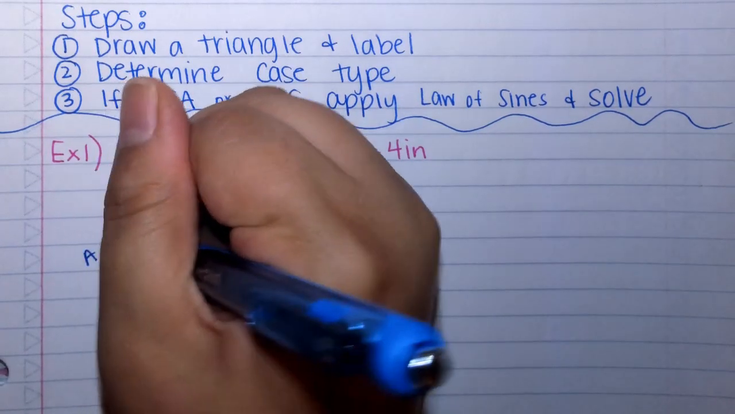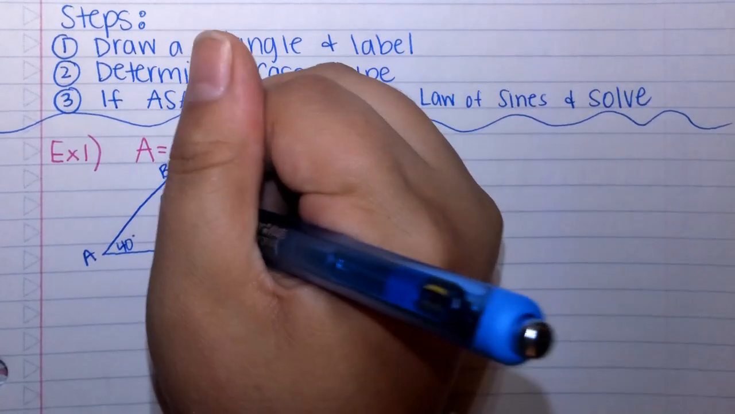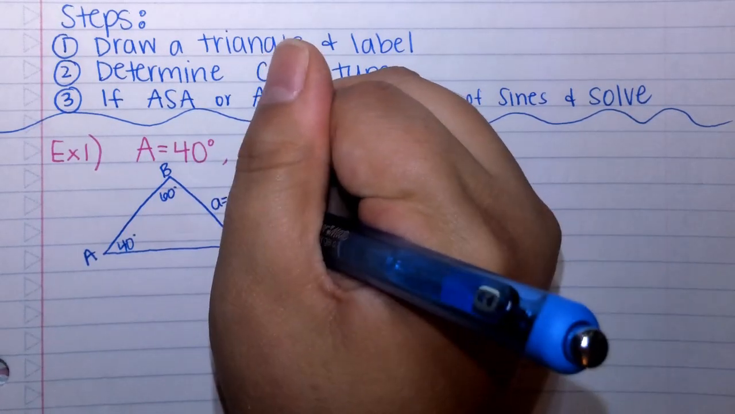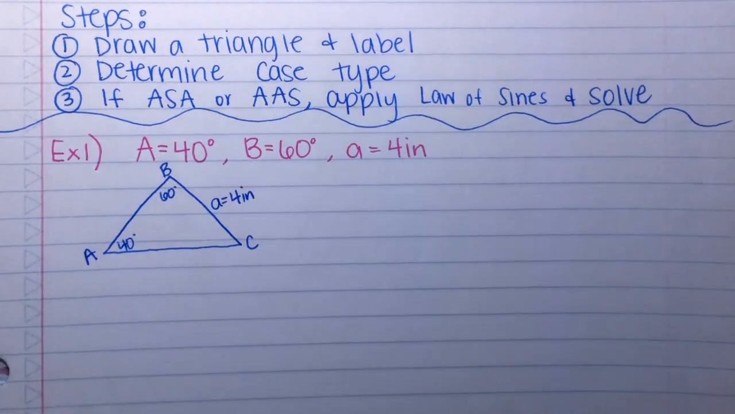I'm going to label what I know. So I know 40 degrees. I know 60 degrees. And I know the letter A is 4 inches.